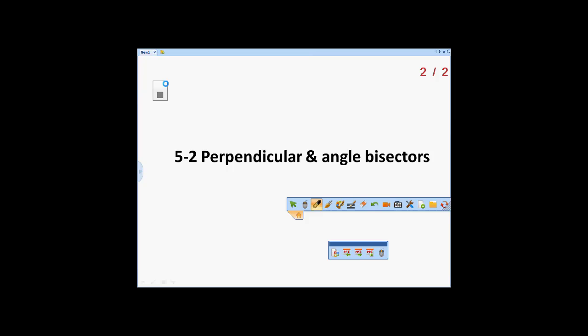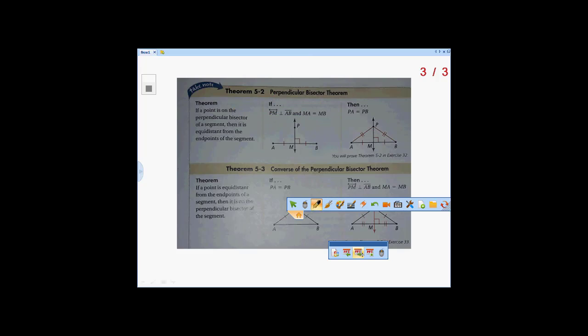Hello everybody. Today we will start our lesson, perpendicular and angle bisector. What is the meaning of perpendicular? If I draw a line segment like this and draw a line, this line makes an angle of 90 degrees with this line, so it's called perpendicular. If I have a midpoint here, like X, with A and B, then if X is a midpoint, it's called the perpendicular bisector. Let us move to the perpendicular bisector theorem.